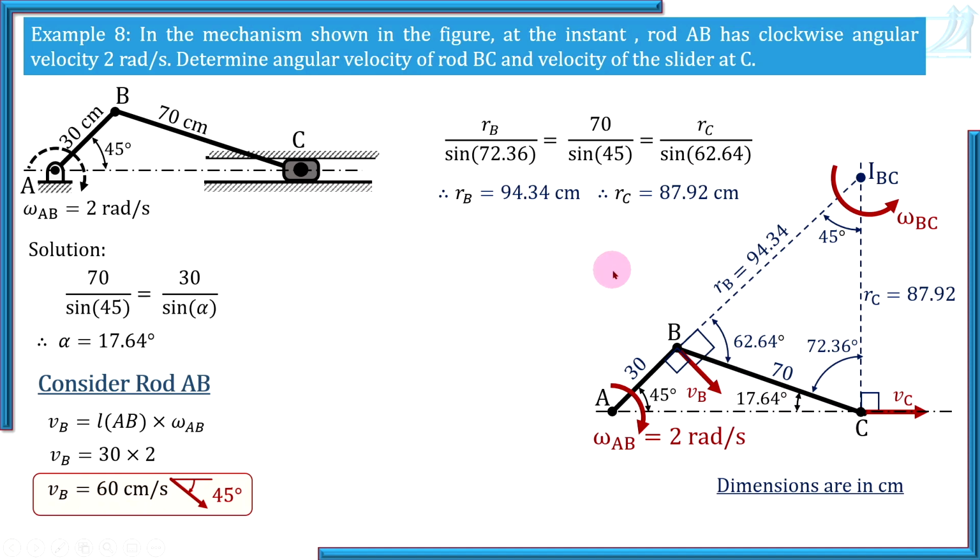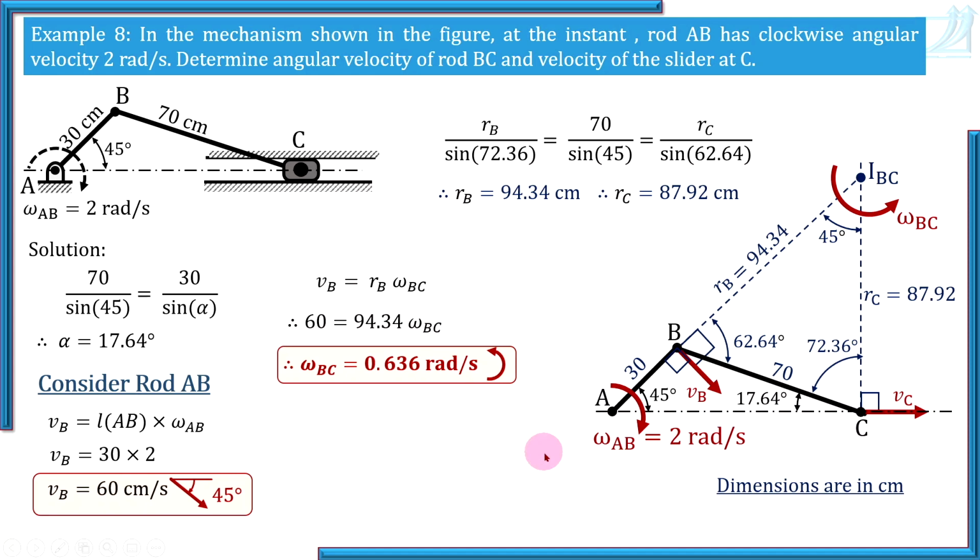Now start calculations with the known linear velocity. Which is the known linear velocity on rod BC? VB. So VB is equal to RB into omega BC. Now RB is the distance of B from the center of rotation of BC. VB we already know, 60 centimeters per second. RB is 94.34, and omega BC. So this is how we have found omega BC. Direction we have already identified. Show it in the diagram. It is anti-clockwise.